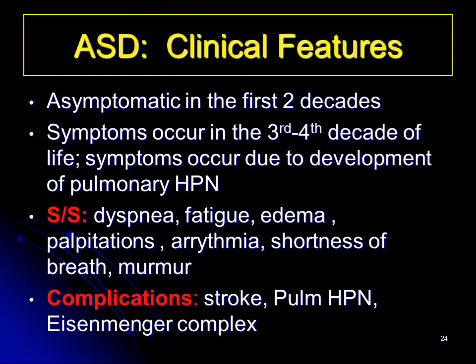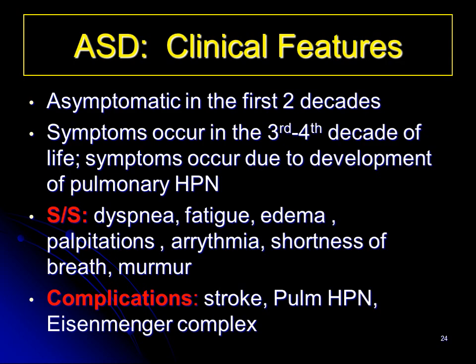As for the clinical features of atrial septal defect, they are usually asymptomatic in the first 2 decades of life. Symptoms begin to occur in the 3rd and 4th decade of life, and these are largely due to the development of pulmonary hypertension. The signs and symptoms include dyspnea, fatigue, edema, palpitations, arrhythmia, shortness of breath, and a murmur. The murmur is caused by high blood flow towards the pulmonary valves.